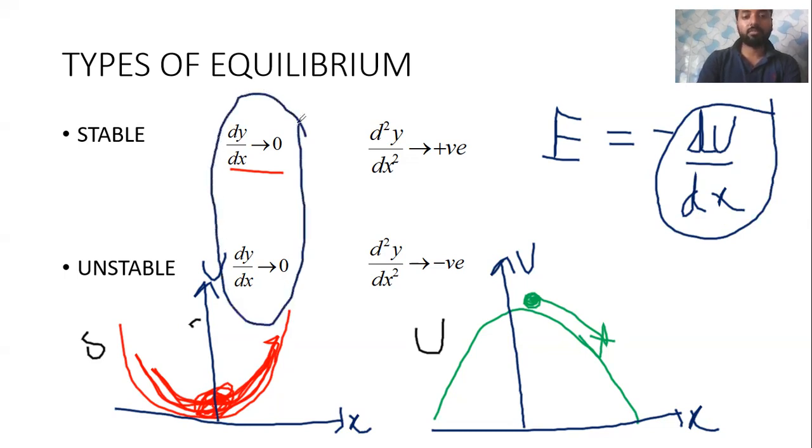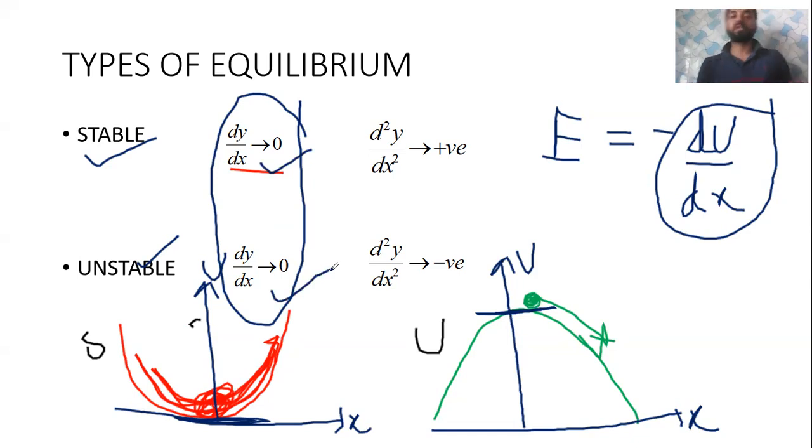See here. For both the equilibrium conditions, be it stable or unstable, the slope of the potential energy versus displacement curve must be zero. dU by dx must be zero. See these points, the maximum points here and here. The slope is zero, right? So therefore dU by dx is zero. This is your equilibrium condition. Many times questions are asked like this: they will give you a function and ask at what point the equilibrium condition will be there.